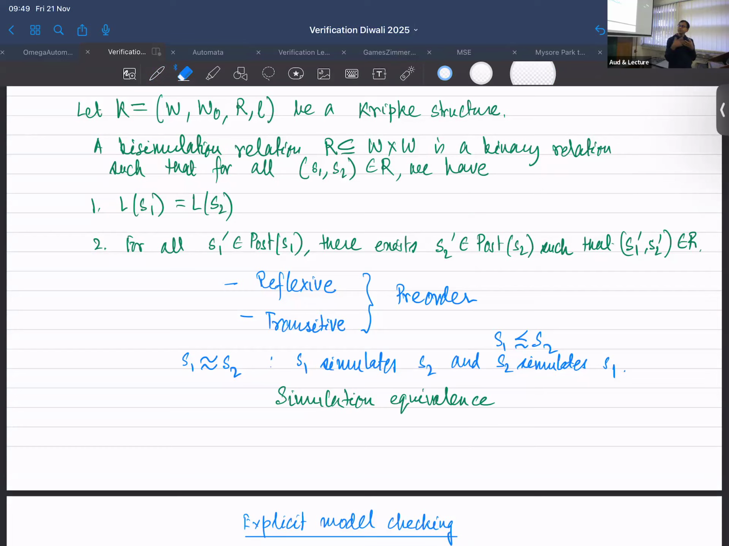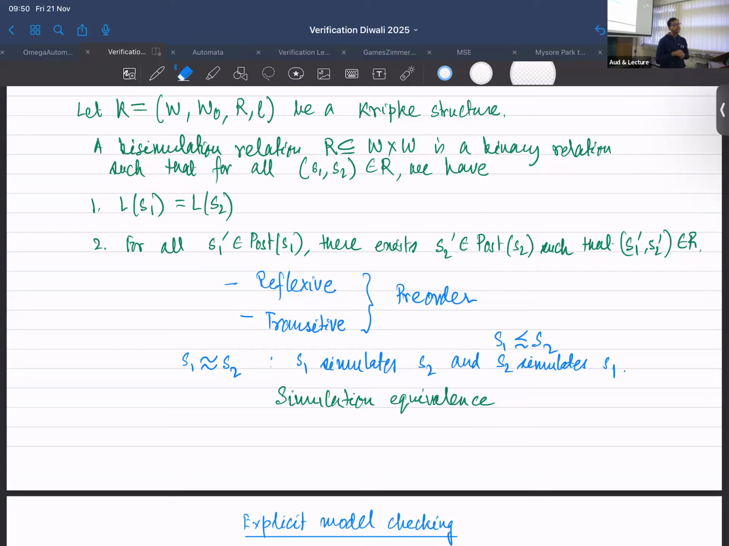So, okay, let's think of the game. There is a challenger and a defender. Can you tell me, just think of the simulation pre-order? How will the game look in the case of simulation pre-order? So you have S1, you have S2. There is a challenger player, there is a defender player, right? So how will the game look now?